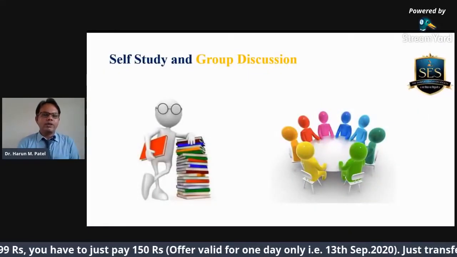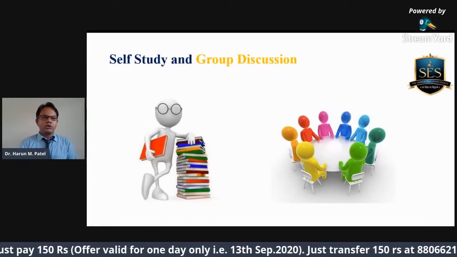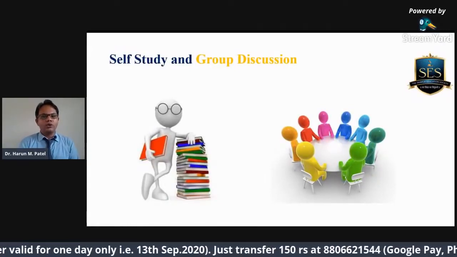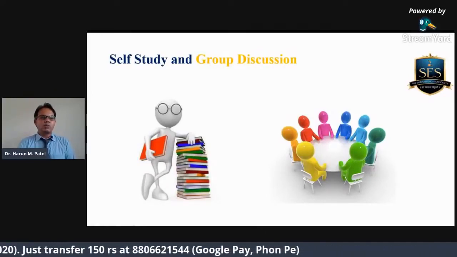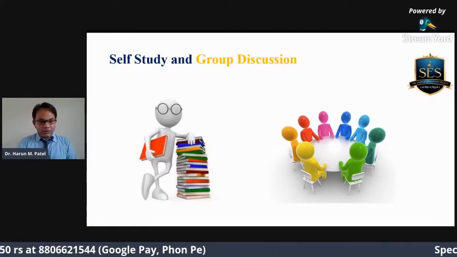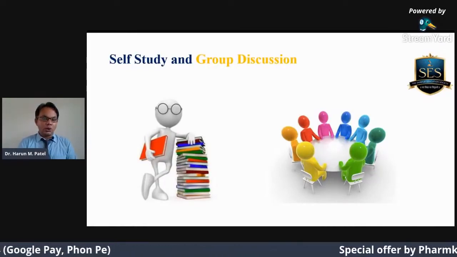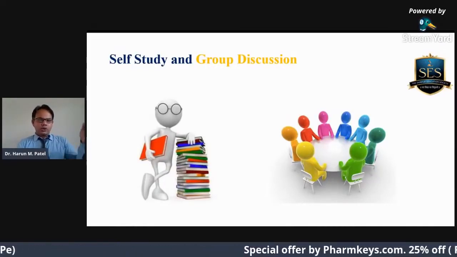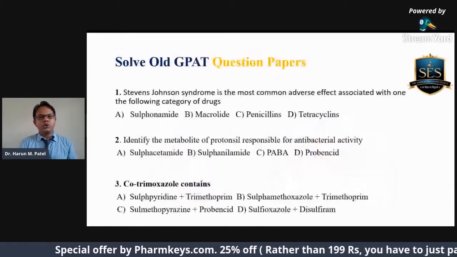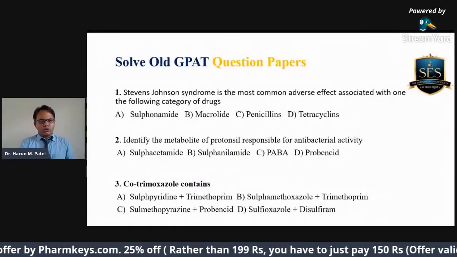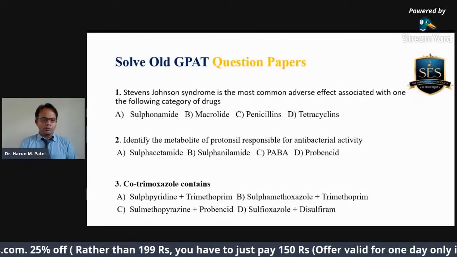And once you have done reading the minor subject, what you have to do? You have to do self study and group discussion. This is most crucial. Without group discussion, it is not possible that you will remember the things. Group discussion helps a lot. And once you are done with study and group discussion, you have to solve old question papers. Solving old question papers is most important.